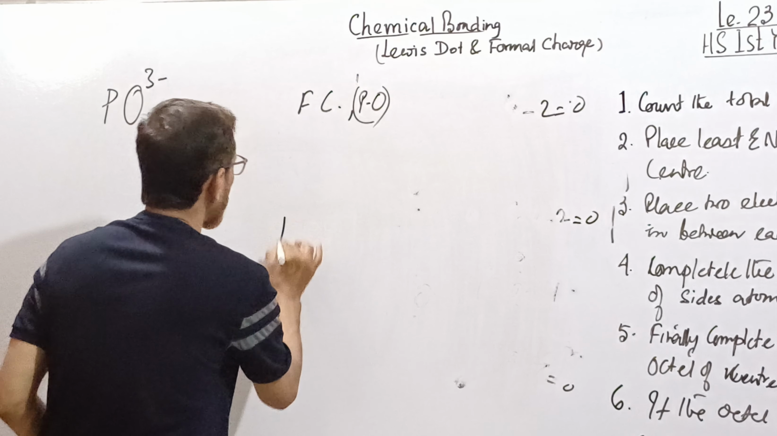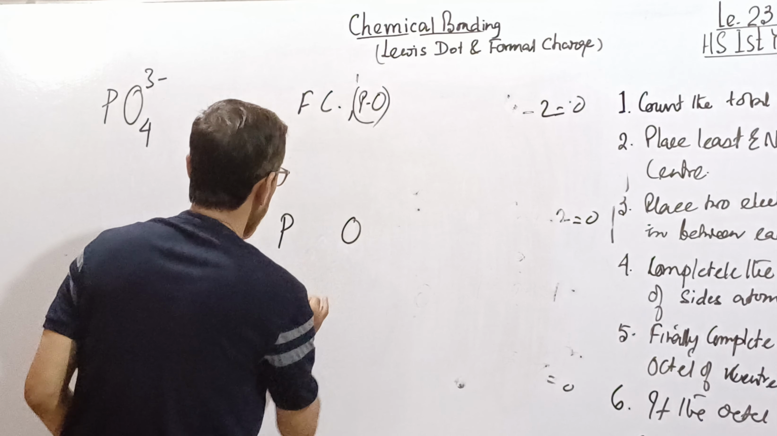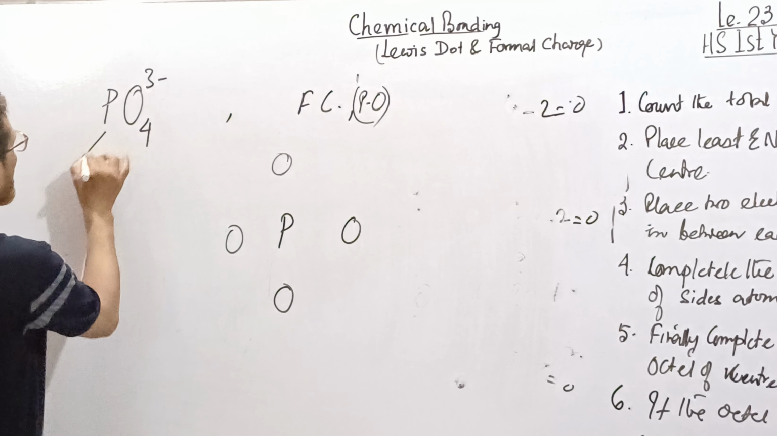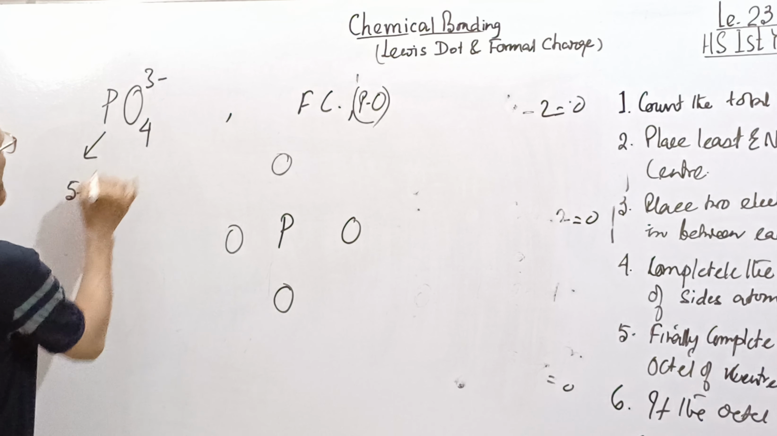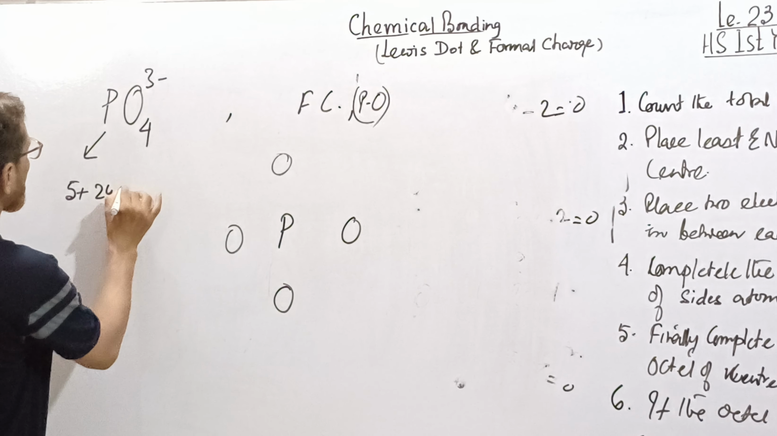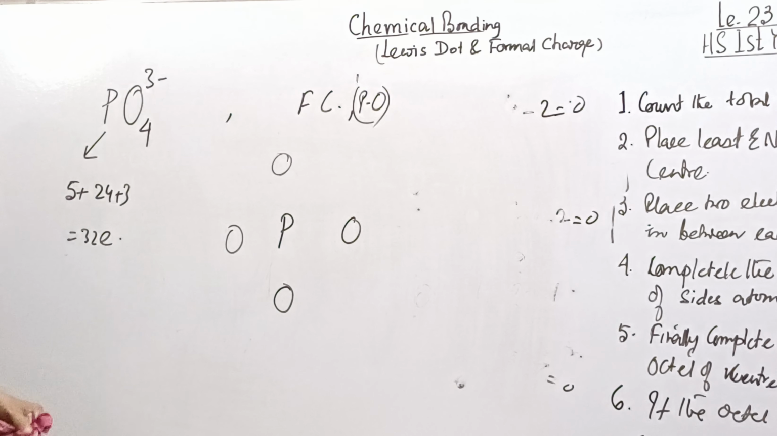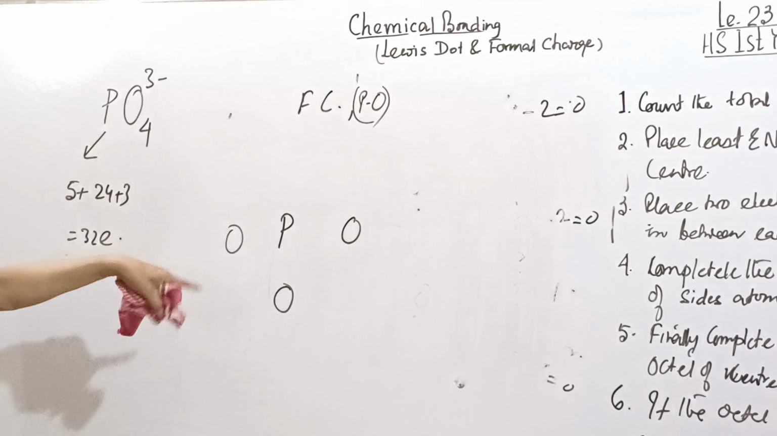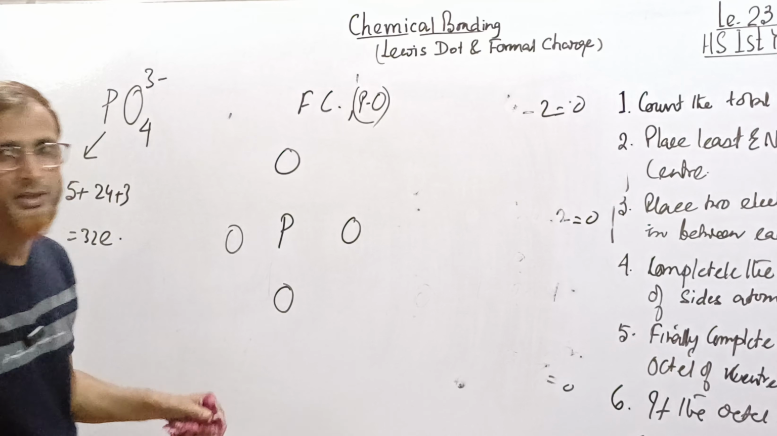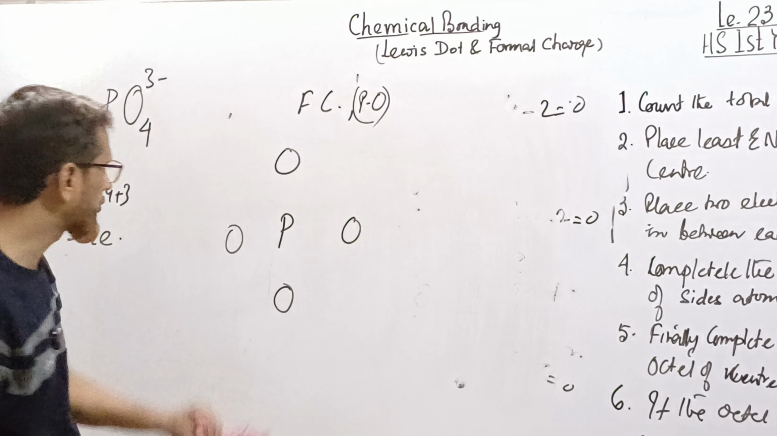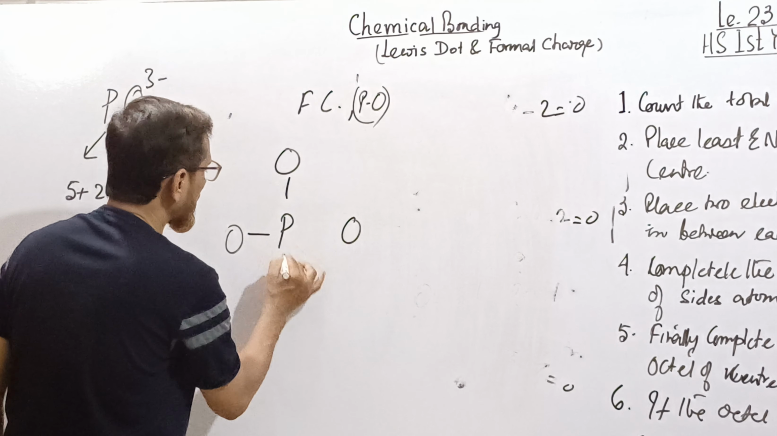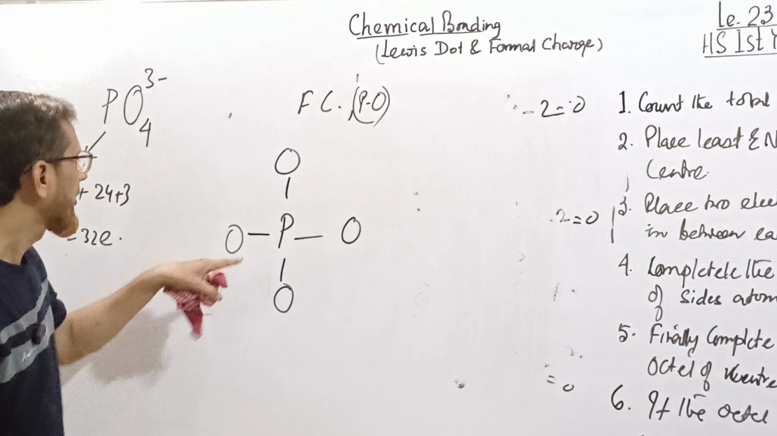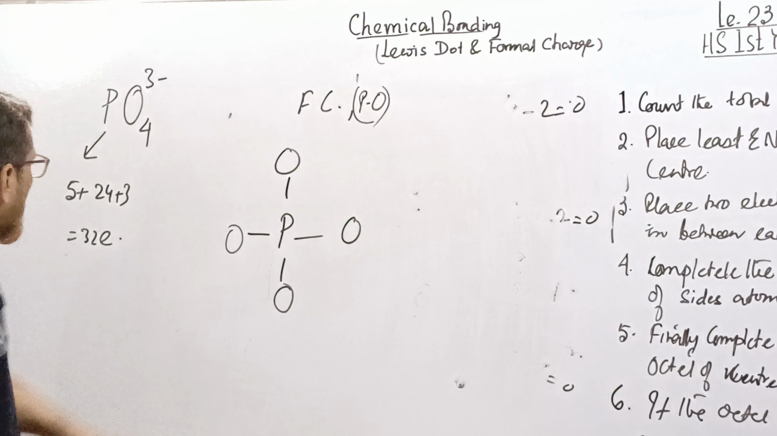Let us draw this P, 1 2 3 4. Am I right? How many electrons? 5 and 6 times 4 is 24, plus 3, again 32 electrons. So we have to place these 32 electrons around P in such a way that the structure will be correct and feasible, a very good structure. So first of all we will give 2 electrons each, means 1 bond. Am I right? When we give 2 electrons each, that means 8 electrons.